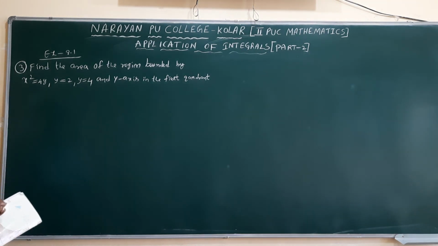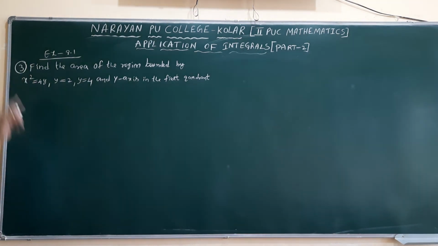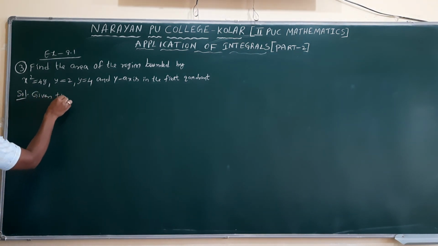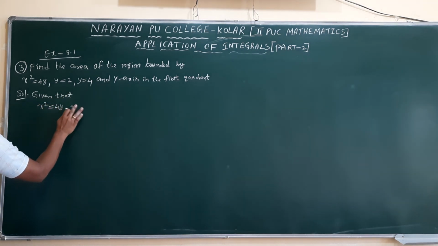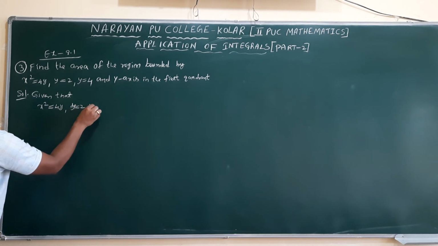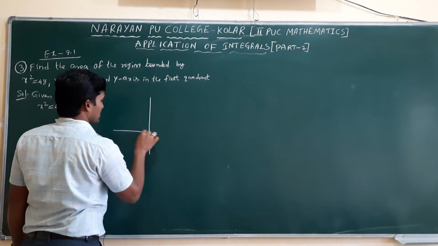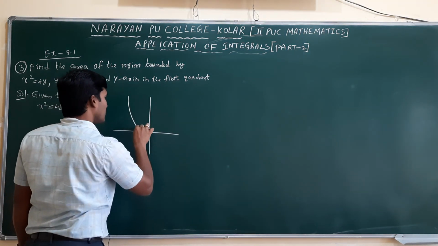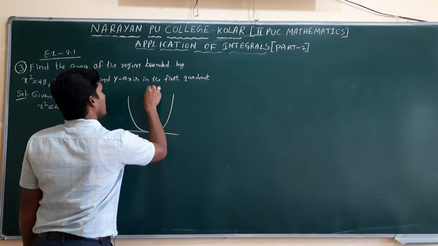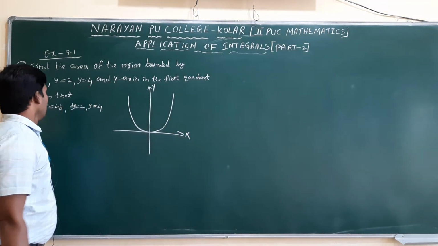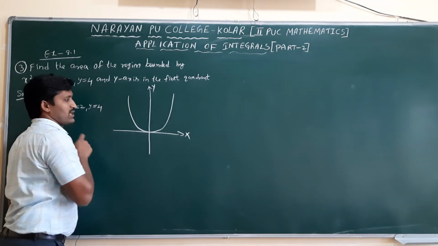This is the third form of parabola. It will come upwards towards the positive y axis, and they have given y limits only. What is the given data? Given that x square equal to 4y and y equal to 2, y equal to 4. This clearly is the third form of parabola, meaning it will come upwards. Y axis, here x axis. Here the given limits are what? Y is equal to 2, y is equal to 4.